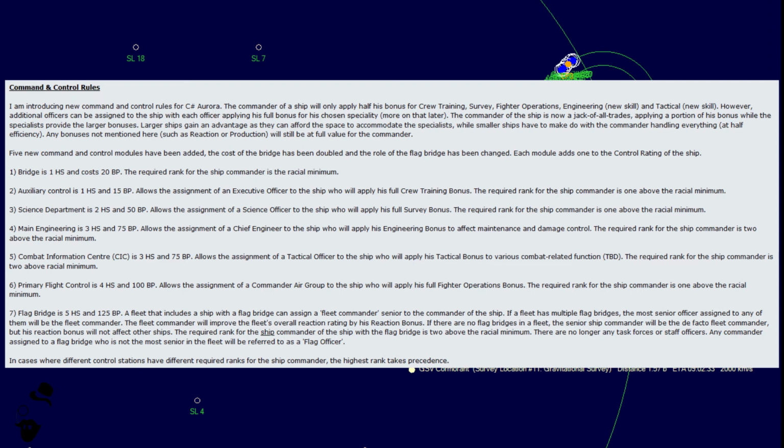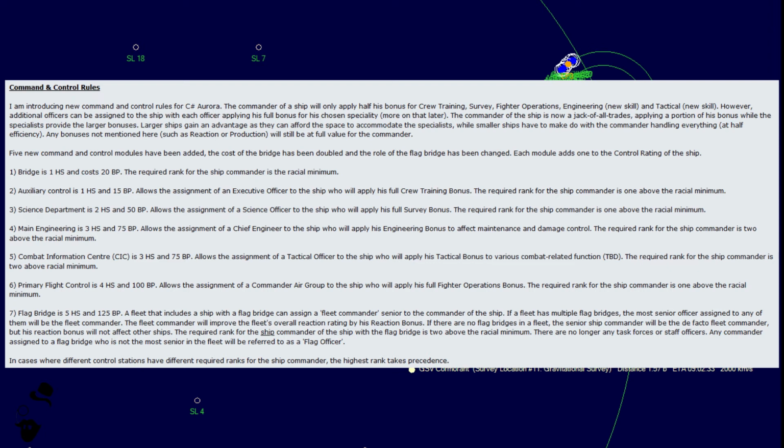Bit like Star Trek, really. So you've got the main commander, who is the captain of the ship. You've got the executive officer who trains the crew. You've got the science officer who does the surveying. You've got the chief of engineering who manages maintenance and damage control. You've got the tactical officer who does various combat stuff. I don't know if this has actually been fully revealed. Primary flight control, so you've got the fighter ops guy, and you have the flag bridge, who provides his reaction bonus to all ships in the fleet.